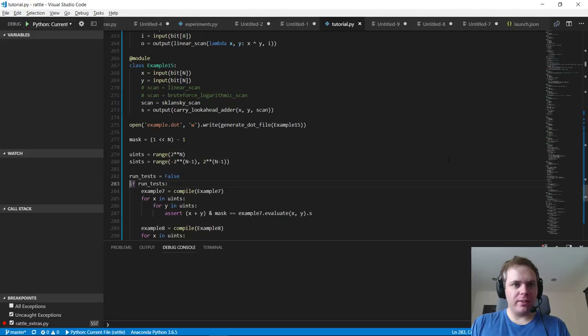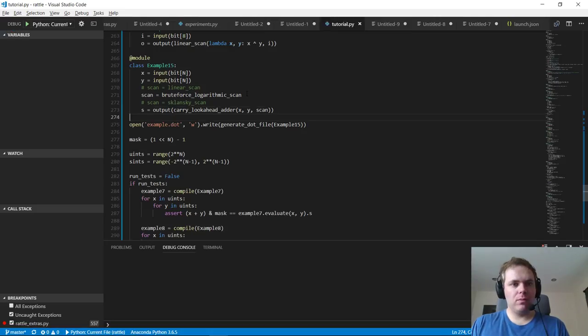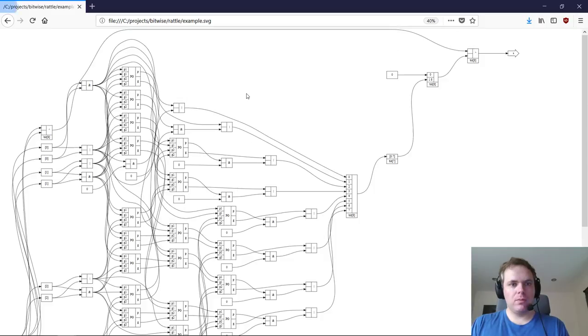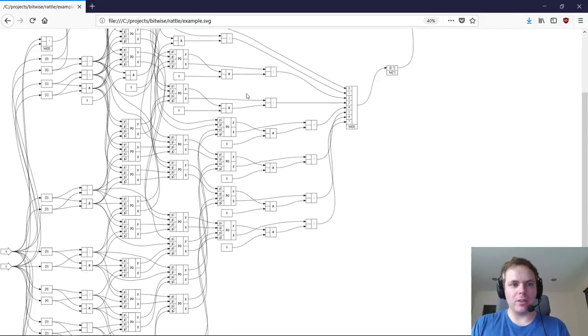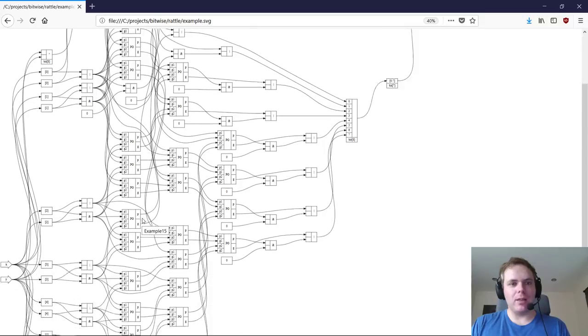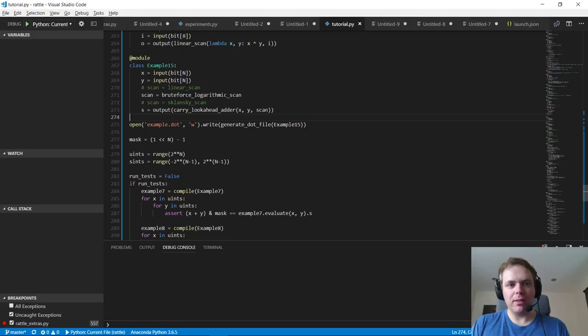So this is with Sklansky. This is with brute force logarithmic. You can see it's dramatically larger. And it gets larger quadratically in the number of bits because it can't really share anything the way it's written with the brute force approach. But it is logarithmic, which is nice.